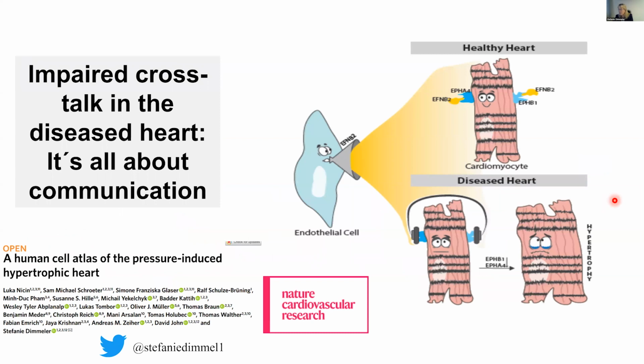And then my students concluded that, of course, this is all about cell communication, and in this cartoon you can depict what this may mean for your heart. So usually under healthy conditions, the endothelial cell is continuously communicating with the cardiomyocytes by the Ephrin-B2 interaction with the receptor, while in the diseased heart there is no longer expression of the receptor, and of course this prevents the activation of endothelial cell cardiomyocyte responses, and this may contribute to hypertrophy responses.